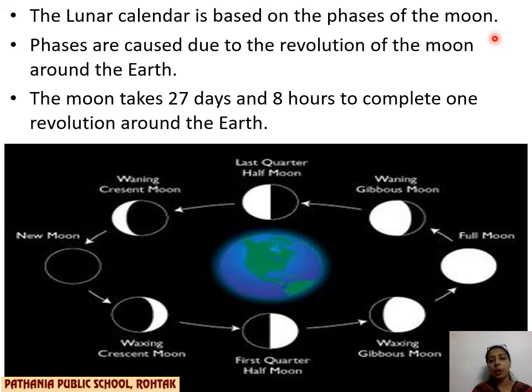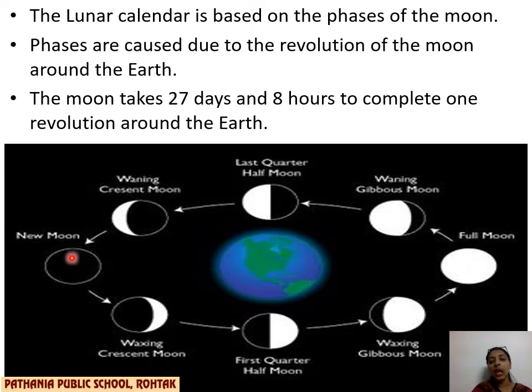This month was decided on the basis of the revolution of the moon or the position of the moon. Phases are caused due to the revolution of the moon around the earth. It takes 27 days and 8 hours to complete one revolution around the earth. So here if you will see, this is the new moon stage where we cannot see any moon in the sky. And from here if you will see, देखो यहाँ से हमको थोड़ा सा दिखना start हुआ, then half, then more, and then it converted into full moon.